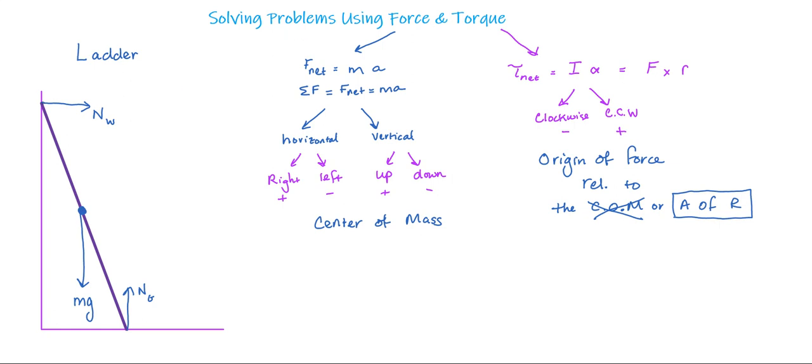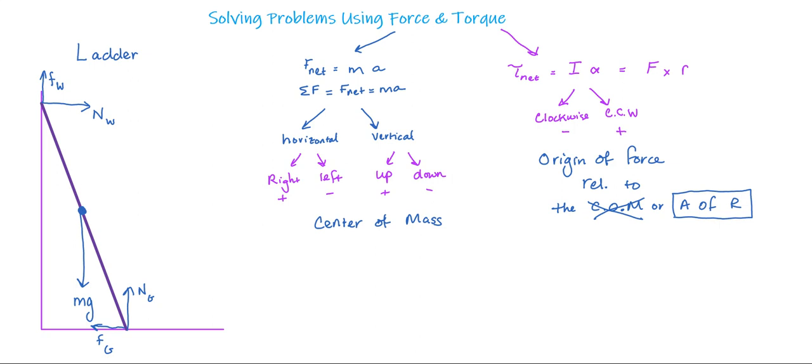In addition to this, to keep the ladder from slipping down the wall, I would have a frictional force pointing up, which I'm going to call friction sub W. And on this one, from the ladder slipping out to the right, I'm going to have a frictional force on the ground. So these are the 4 or 5 forces that are acting on this object.